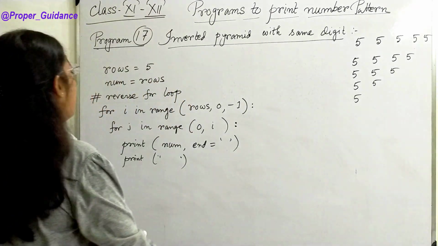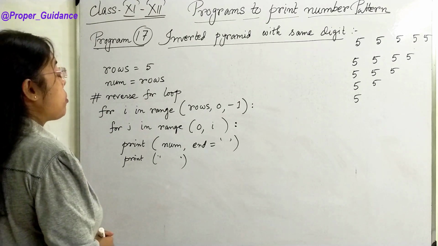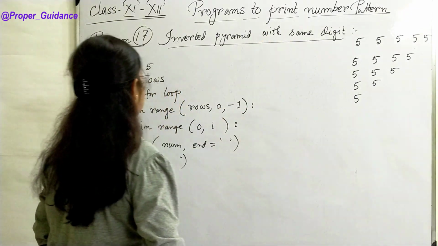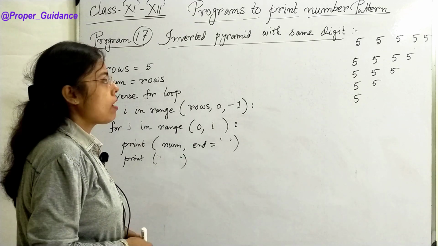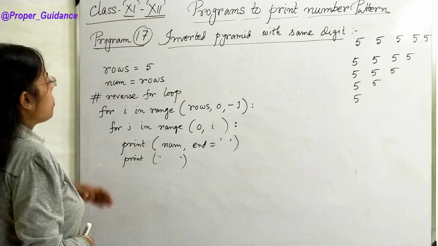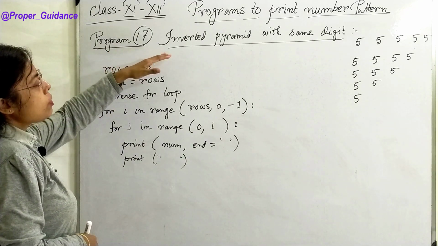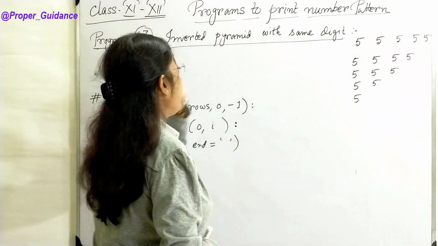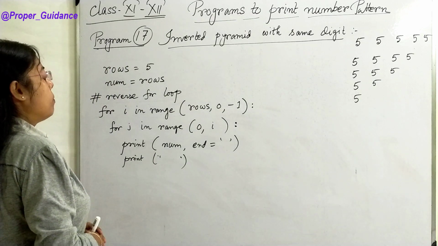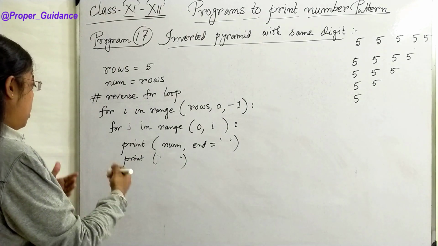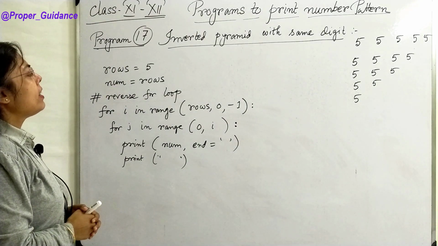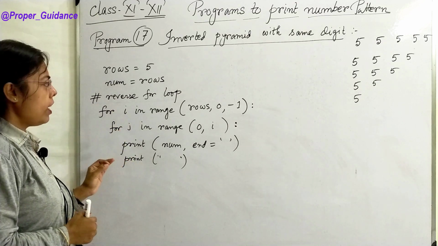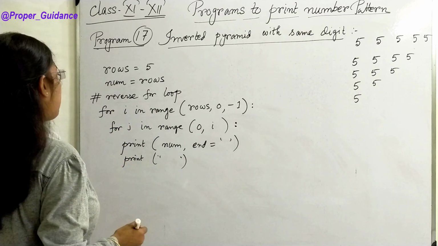Today we are here to learn about some programs in Python to print number patterns. We have already done some pattern programs, and here is program number 17. This is for an inverted pyramid with the same digit. Okay, so inverted pyramid with the same digit, we have to write this program, and this is a very simple and easy program.